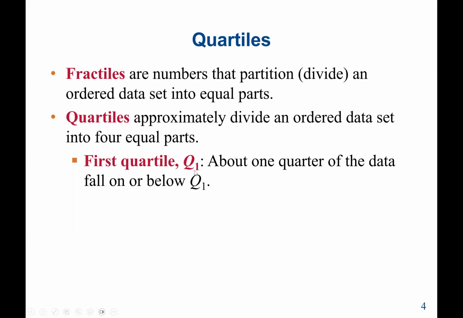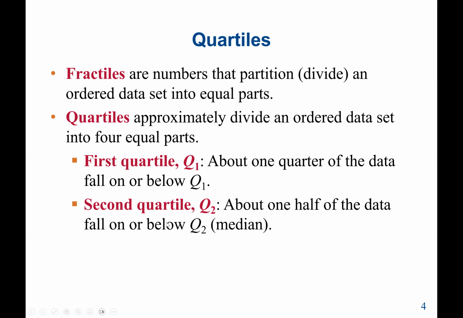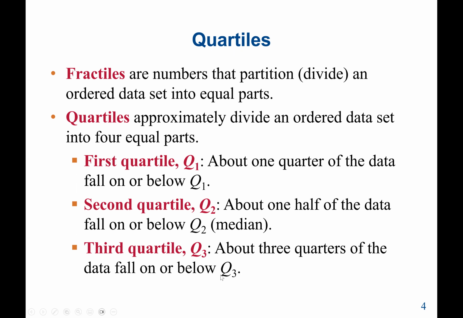Now the first quartile, which is Q1, is where about 1/4 of the data set falls on or below Q1. Then we have the second quartile, which is Q2. About 1/2 of the data fall on or below Q2. This is the same as finding the median. Then the third quartile, which is Q3, is where about 3/4 of the data fall on or below Q3.